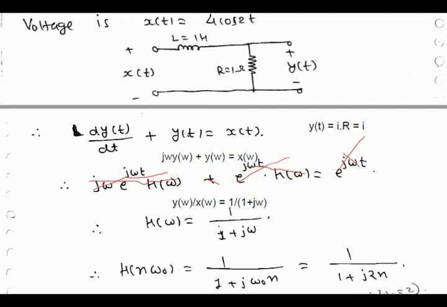Now we are given the input as 4 cos 2t. As you know, the output is equal to the input into h of omega. So instead of omega you have to put 2, since omega is 2 in cos omega t. Find the magnitude as well as the phase; the magnitude is multiplied here and the phase is added in the theta term.